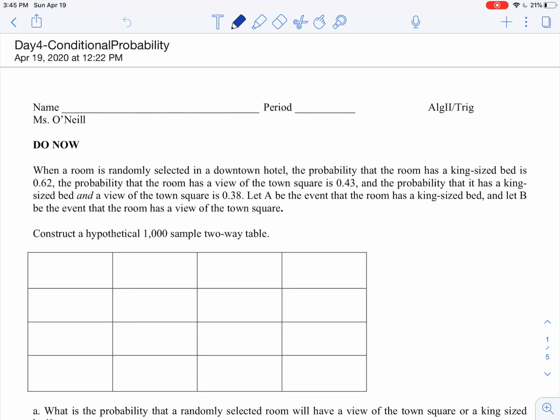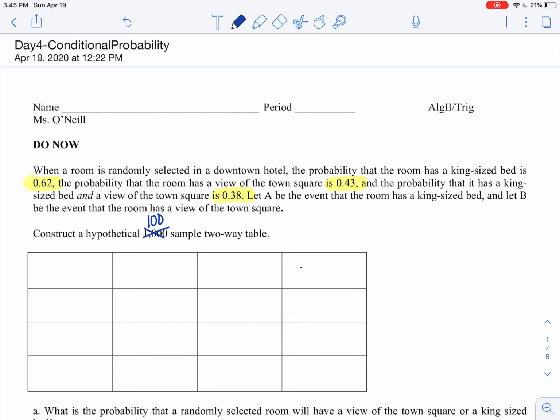So let's recap actually creating a two-way table. And if you notice, look at the probabilities in this situation: 0.62, 0.43, 0.38, they're only to the hundredths place. So I'm going to tell you to change this to a 100-sample two-way table. You didn't really interview 100 people, but you're going to pretend like you did, and this is going to tell you what portion of the people actually satisfy this situation.